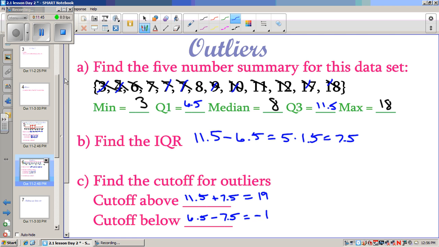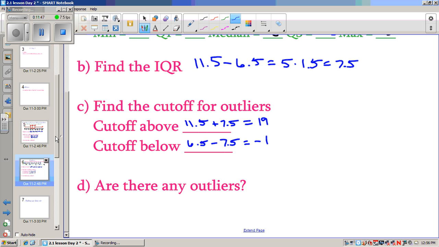So therefore, the question is, are there any outliers? And in this question, there are no numbers bigger than 19. There are no numbers smaller than -1. So no outliers.